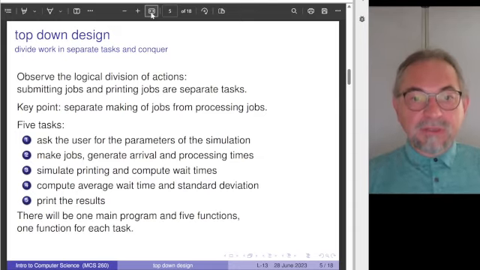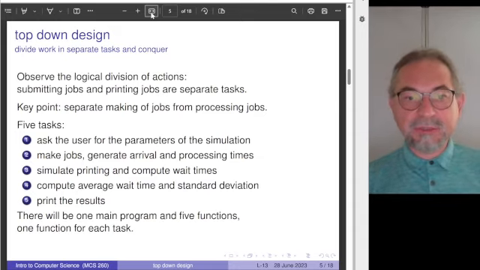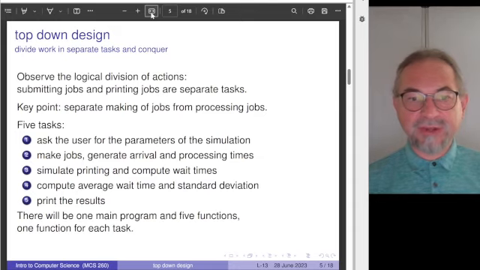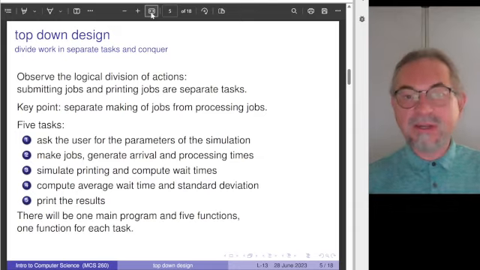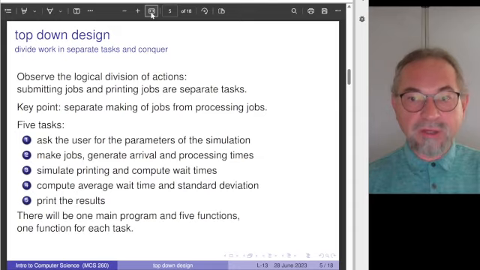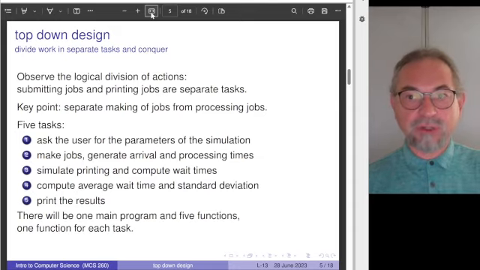Then we have the computations, the simulations, and the average time and standard deviation. So I put this in a separate function. So there is the central part. How will you run the simulation given the arrival times and the processing times of the jobs?